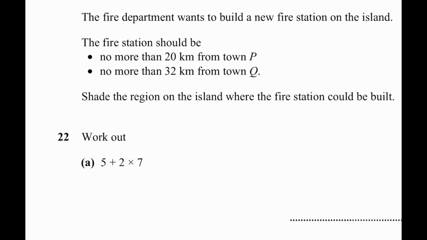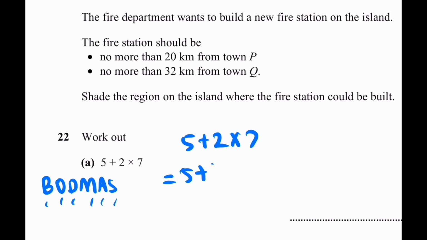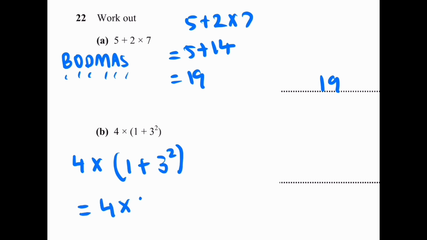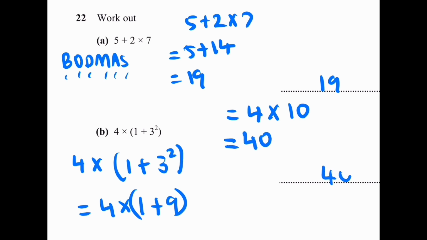Question 22, I got 5 plus 2 multiplied by 7. So we can use BODMAS: brackets, orders, division, multiplication, addition, subtraction. This is the order. Right now, the first thing is multiplication. 5 plus 2 into 7 equals 5 plus 14, which is equal to 19. Simple enough. Next, 4 into 1 plus 3 squared. So we'll do 4 multiplied by 1 plus 3 squared equals 4 multiplied by 1 plus 9. Remember, it's inside brackets, so add them because it's inside brackets, which gives 4 into 10, which is 40. You should do the bracket first.